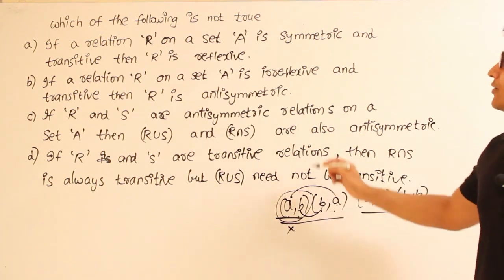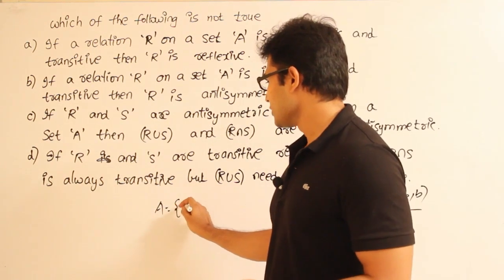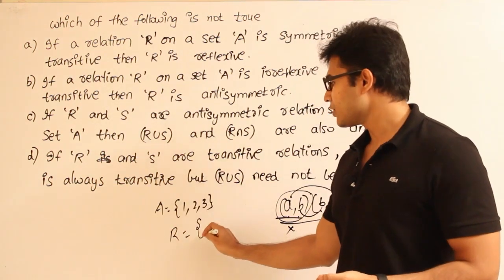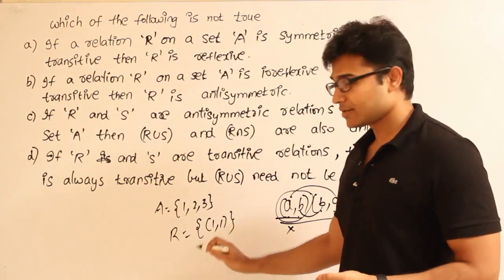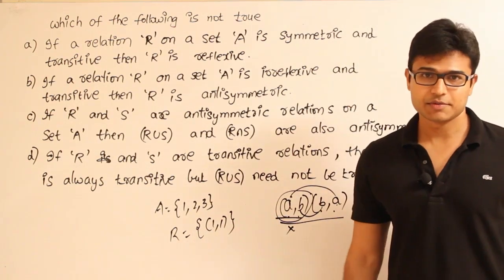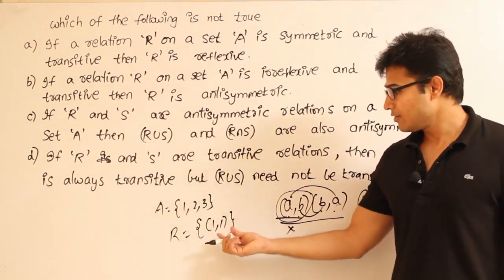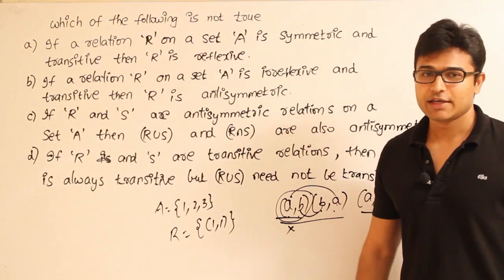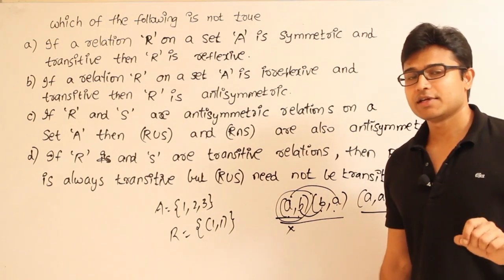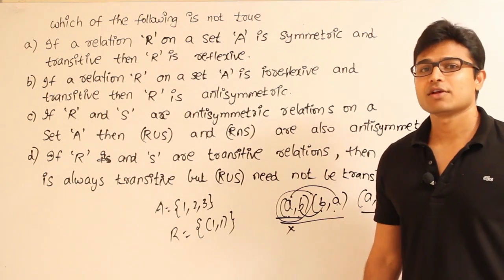For example, if you think that we have capital A equal to 1 comma 2 comma 3, then I will write a relation R equal to 1 comma 1. That's it. This is a relation which is symmetric because A comma B is present, B comma A is present, which is of course A comma A itself, and it is transitive, right? But it is not reflexive. Got it? Therefore, you have to pay attention there. If it contains A comma B, then only it should contain B comma A, isn't it? That is when we are going to test for symmetric.